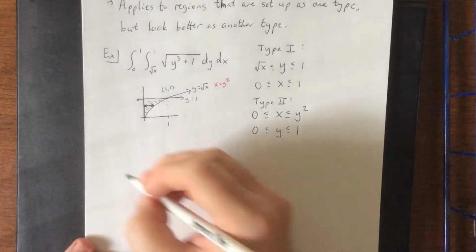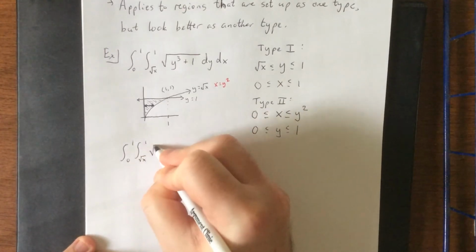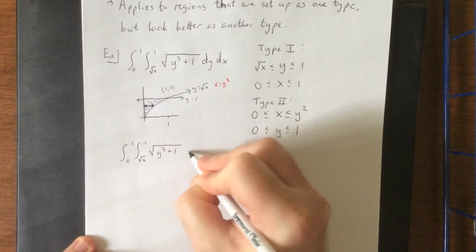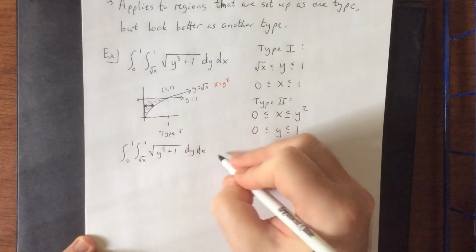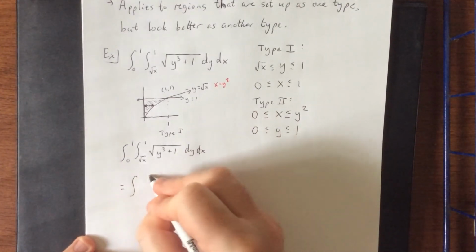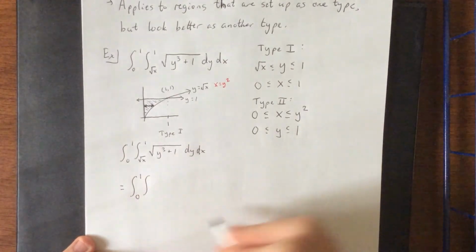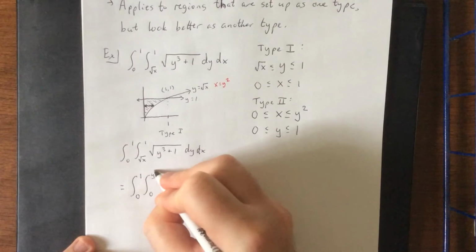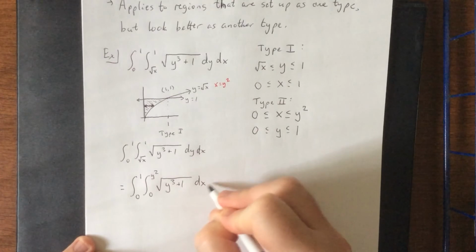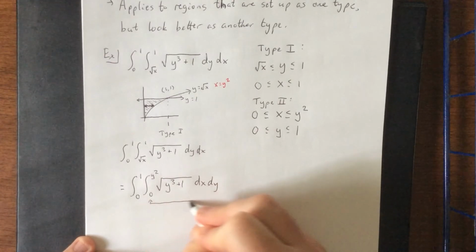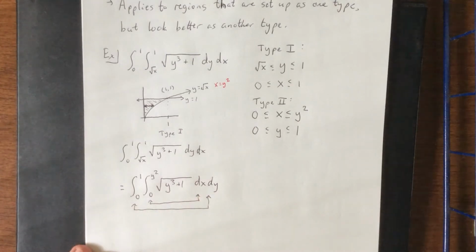So this lets me know that the integral from 0 to 1 and the integral from square root of x to 1 of the square root of y cubed plus 1 dy dx, this is your type 1 integral, is equal to, let's set it up using this. Y goes from 0 to 1 and x goes from 0 to y squared of the square root of y cubed plus 1. Note the order. This will now be dx dy. And again, we'll indicate what is corresponding to what.